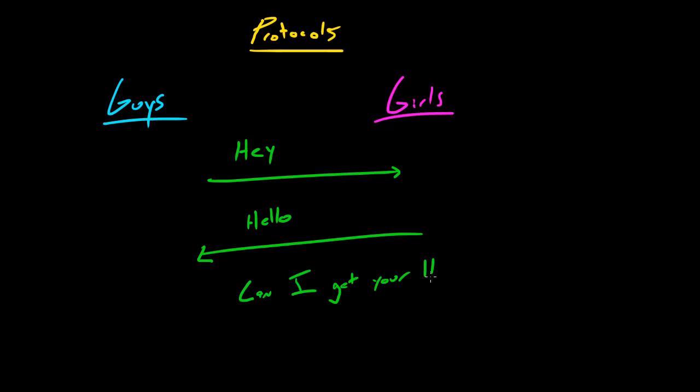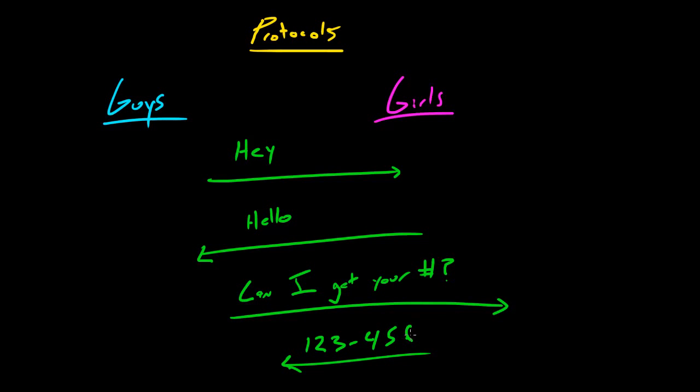Call me maybe. Can I get your number? He may say it like that, I don't know. And the girl would in exchange say, whatever number, 1, 2, 3, 4, 5, 6, 7. That's actually my telephone number, so if you want to call it, go ahead, sucker.